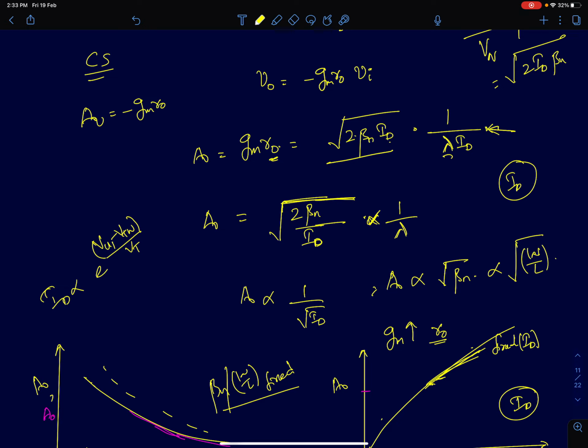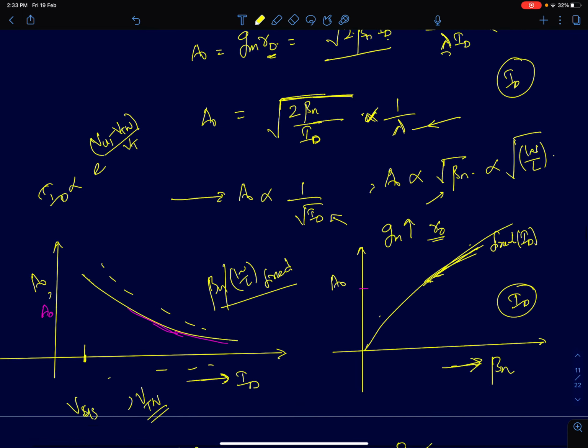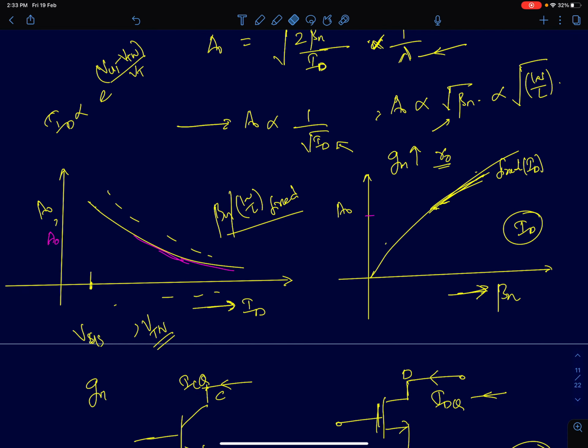So here I have just discussed briefly what this intrinsic gain depends upon: the drain current, the W by L ratio, and the channel length as well, which is included in the channel length modulation parameter lambda. I've shown here graphically how the intrinsic gain varies with the drain current. For a given W by L, as I fix my beta n, as you reduce your drain current, you can see in this graph that the intrinsic gain just keeps increasing for reduced drain current.